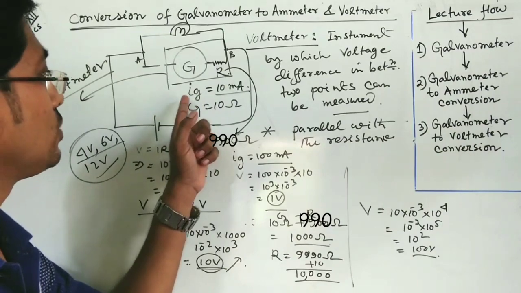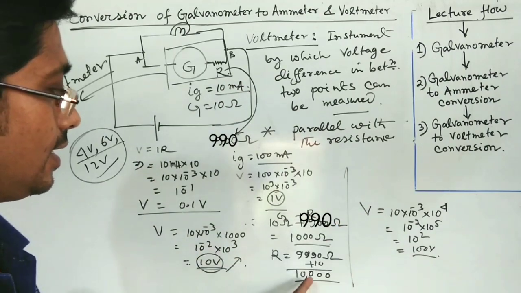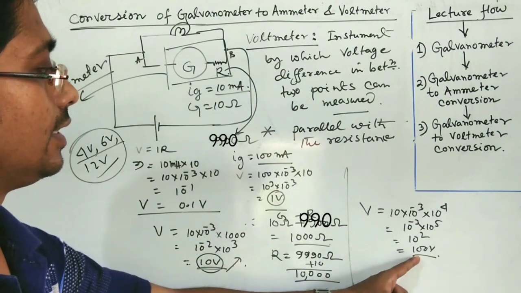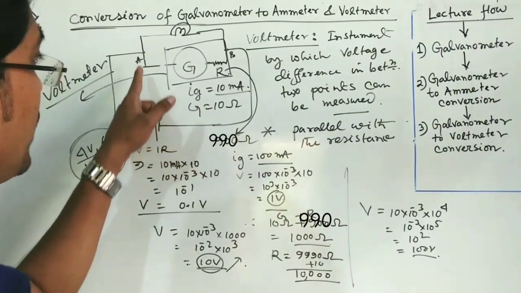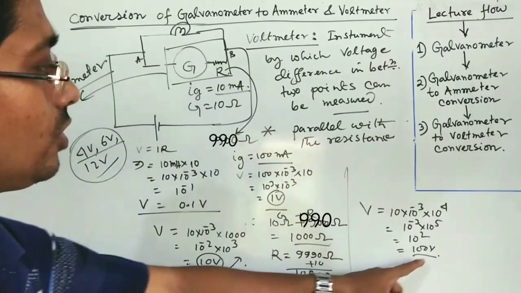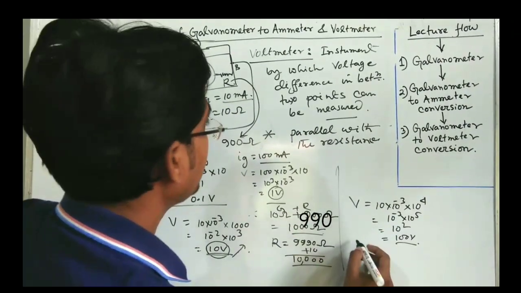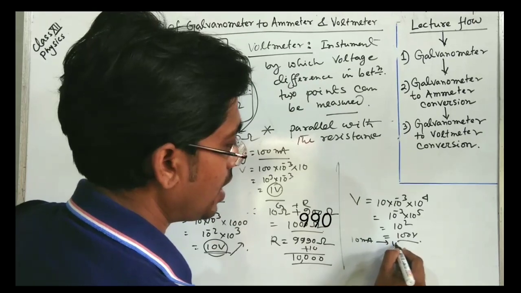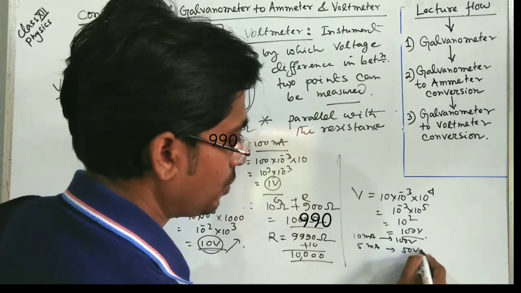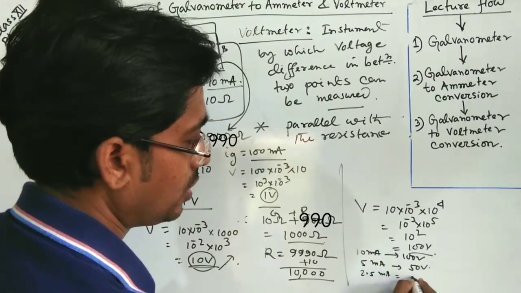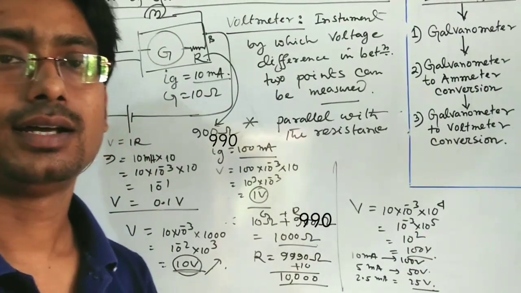So when the current Ig, that is 10 milliampere, flows, if we attach here 9990 ohm, then we have calibrated a new voltmeter whose range is 100 volt. When the maximum current of 10 milliampere passes, it will give you 100 volt. When 5 milliampere current flows, it will give you 50 volt. When 2.5 milliampere current flows, it will be 25 volt. In this way we have calibrated the voltmeter.